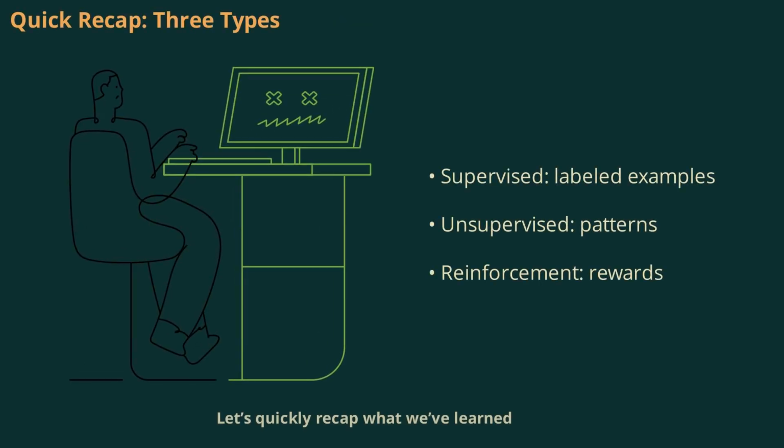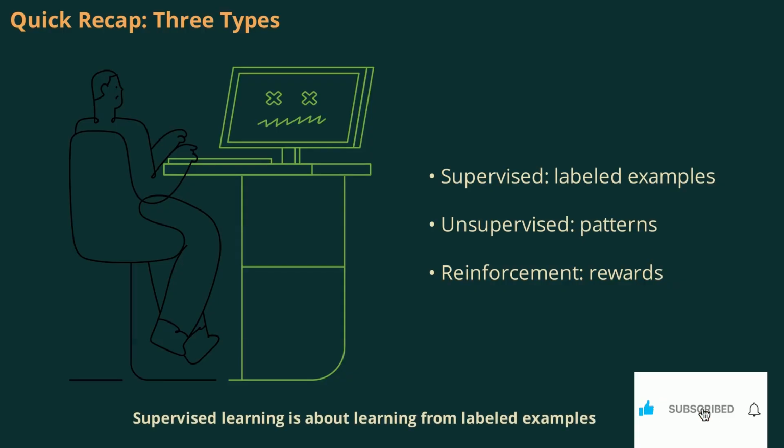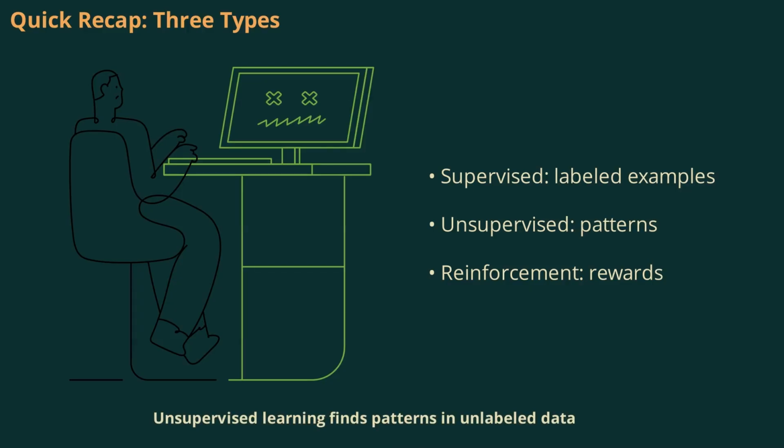Let's quickly recap what we've learned. Supervised learning is about learning from labeled examples, mapping inputs to outputs. Unsupervised learning finds patterns in unlabeled data, uncovering hidden structures. Reinforcement learning is all about learning through trial and error, guided by rewards and penalties. Mastering these three types gives you a strong foundation in machine learning.